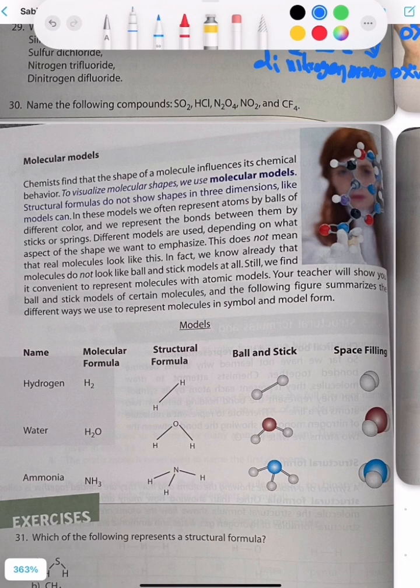The molecular model, we have 2 different models. We have the ball and stick model, and we have the space filling model. Ball and stick, we use balls to represent atoms, and we use sticks to represent the bonds between them. But space filling, we only have balls in which we represent atoms and we just stick them together. So we do not have any bonding shown, even though they're bonded together.